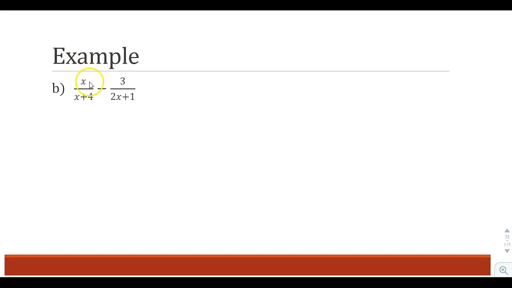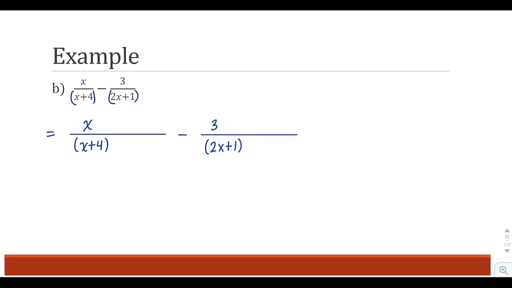In this example, we have x over the quantity x plus 4 minus 3 over the quantity 2x plus 1. This is slightly more complicated because we have binomials in the denominator this time, and they're not the same binomial. We have different denominators, so I want to go ahead and keep these in parentheses. I want to think about this as one whole binomial, another binomial. What I'm going to start out by doing is rewrite this, but with a bigger fraction bar. So I have x over the quantity x plus 4 minus 3 over the quantity of 2x plus 1.